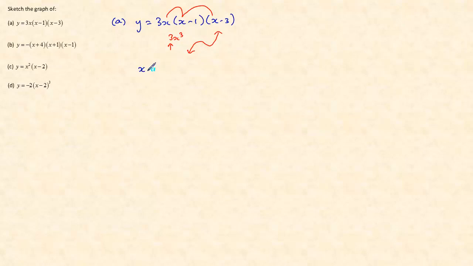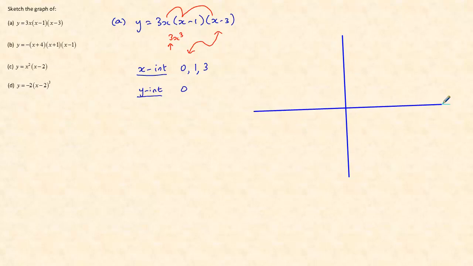We can see that the x-intercepts are at 0, 1, and 3. Think about the y-intercept, that's when x is equal to 0. So because x is 0 here, that makes the whole thing 0. So it actually intercepts at the origin, because it's (0, 0) here. And we know the actual shape, so we can go ahead and do a sketch now.